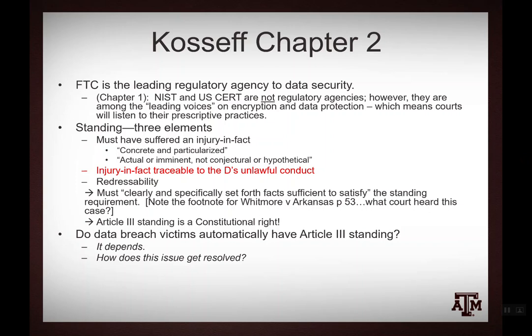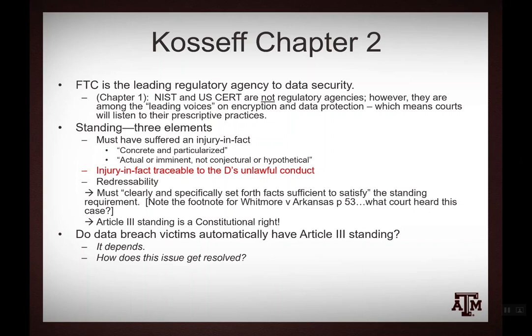standing to file a lawsuit. Now, you can sue the FTC, but the FTC can bring actions against you according to their rules. For you to sue someone or for you to participate in a lawsuit, you must have standing. And standing has three basic elements. You must have suffered injury in fact, and these are legal terms.